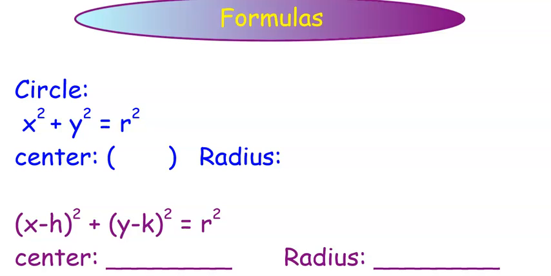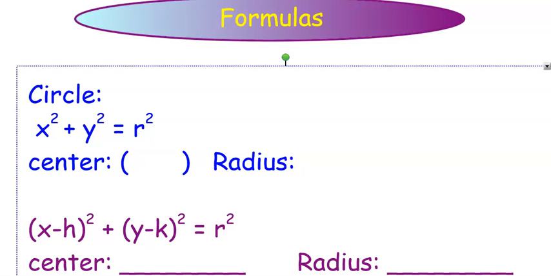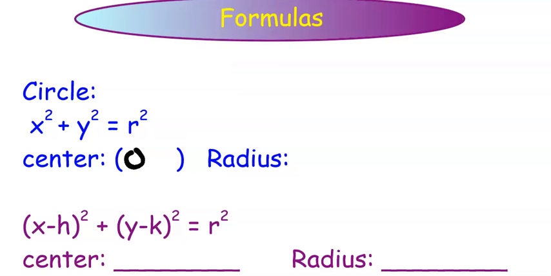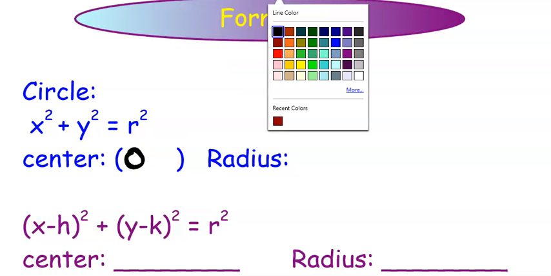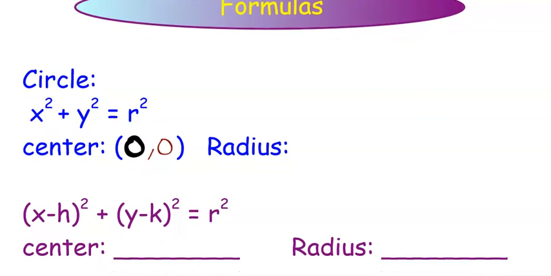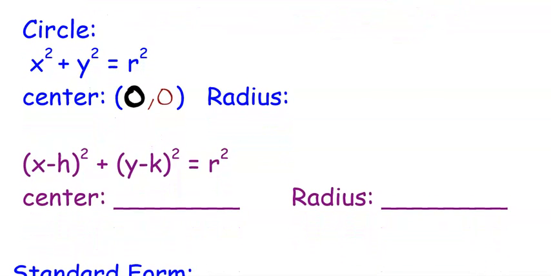So the normal form for a circle, this is like a circle with a radius 1, center right in the middle of the graph, is x squared plus y squared equals r squared. In that case, the center would be at 0, 0. But we go a little more advanced. Oh, the radius, by the way, also is whatever r is.